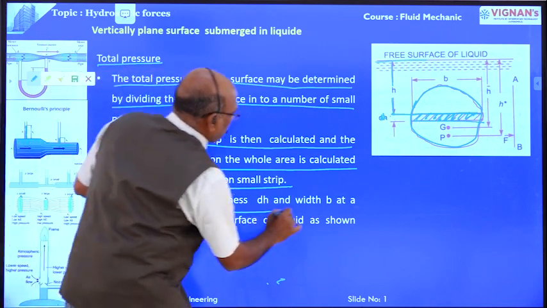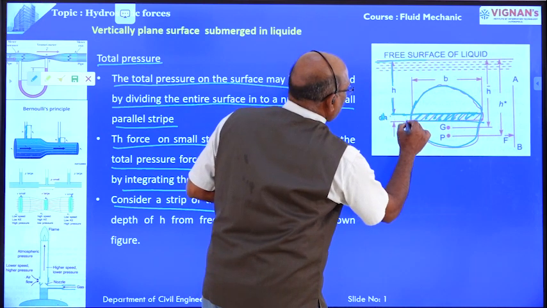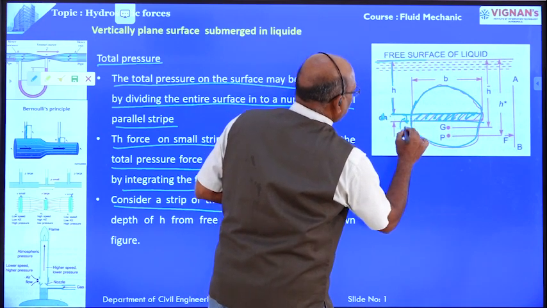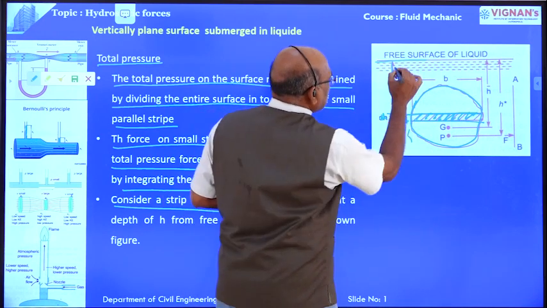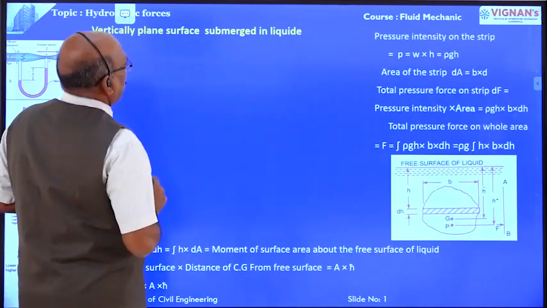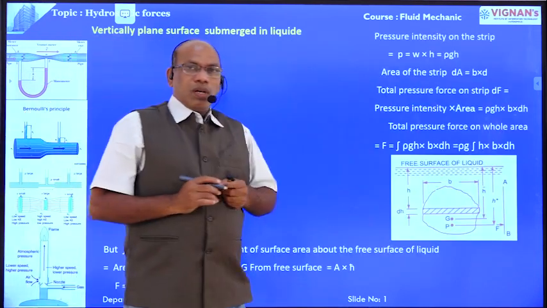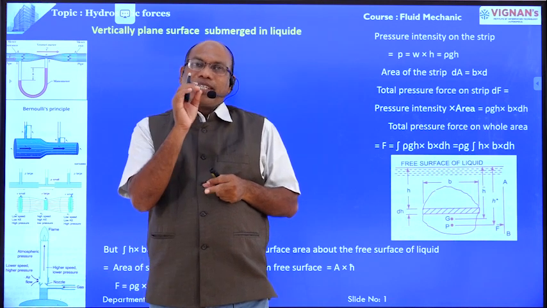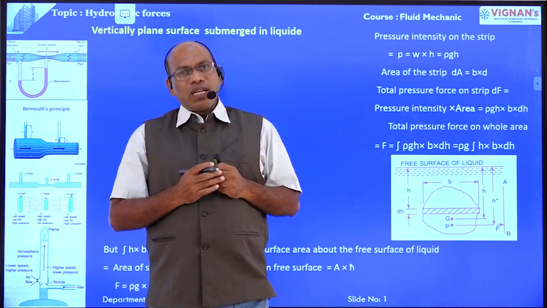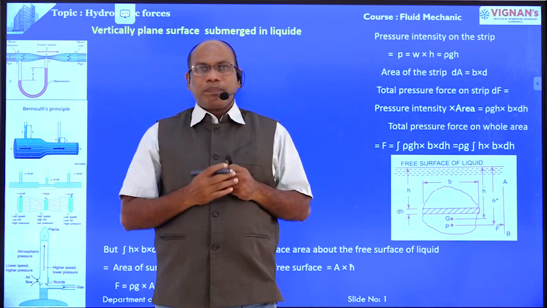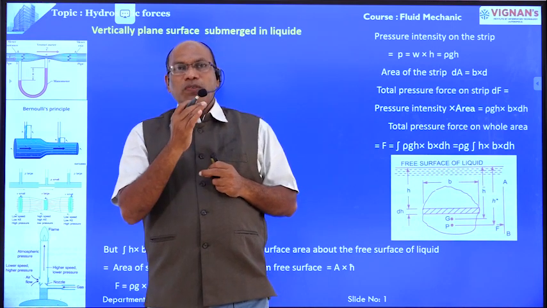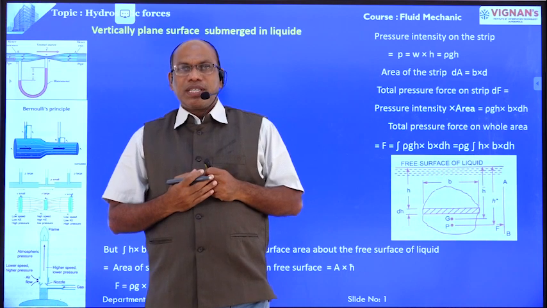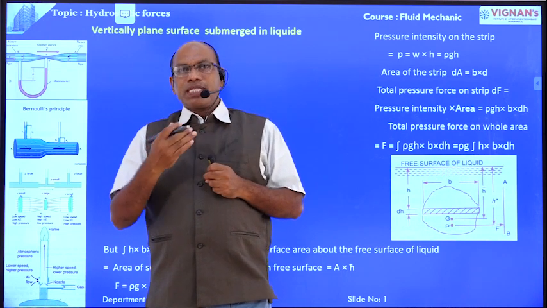Consider a small strip. The depth of the small strip is dh, at a distance h from the free surface. For the determination of total pressure, first we determine the intensity of pressure, then the pressure force on the strip, then the total pressure force on the entire plane surface. Like that we determine it step by step.